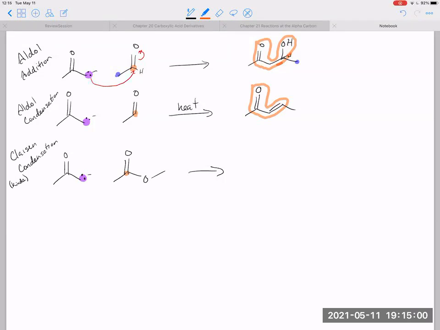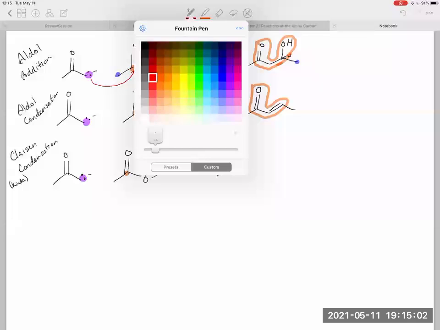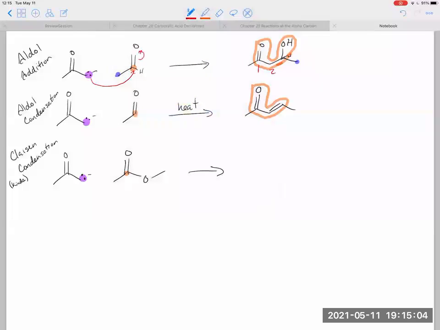Remember, I told you to start numbering, right? So you're going to start numbering from that carbonyl carbon, 1, 2, 3. Could do the same thing down here, 1, 2, 3. And from a retrosynthetic point of view, that new bond is always going to be between carbons 2 and 3. Okay, so if you ever needed to work backwards.